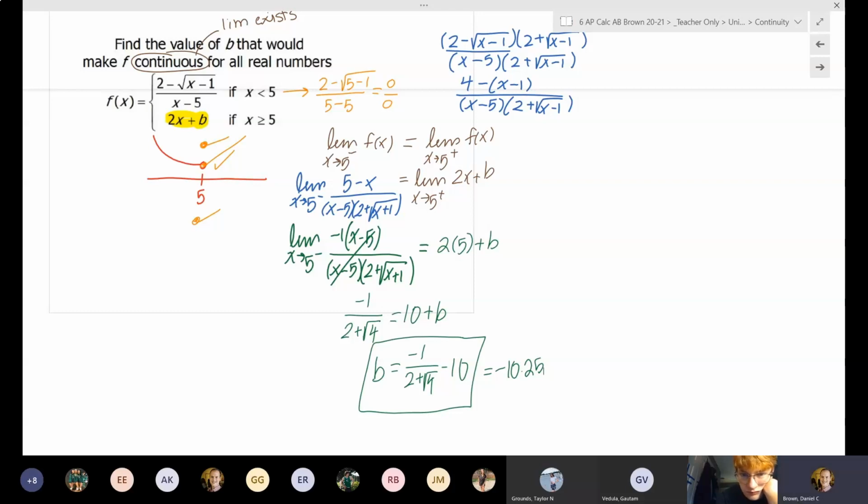Any questions or things that I can clarify about that problem for you? Yeah, I got a question. Go ahead, Mitch. The -10.25, did you just solve further? Yeah, that was me just simplifying it because this part becomes a -1/4 minus 10. And that's where that was coming from.